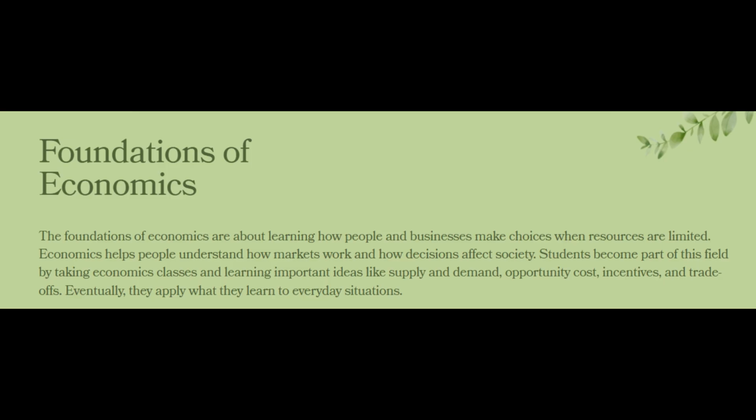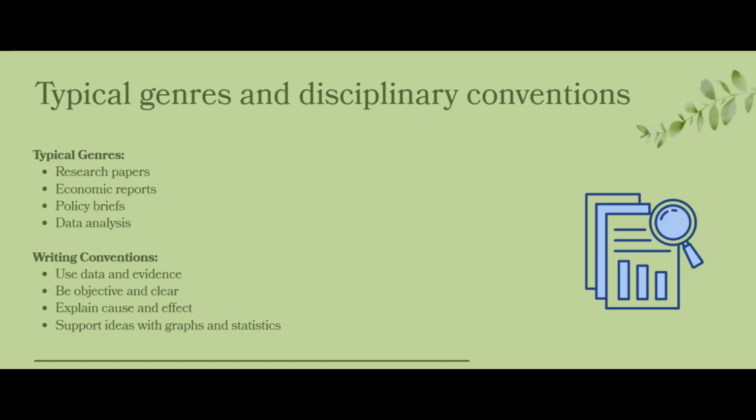Economics is useful in everyday life. People use it when deciding how to spend money, save money, or run a business. Overall, economics helps us understand how people make decisions and how those decisions affect the world around us. And next, I'm gonna talk about common types of writing in economics.